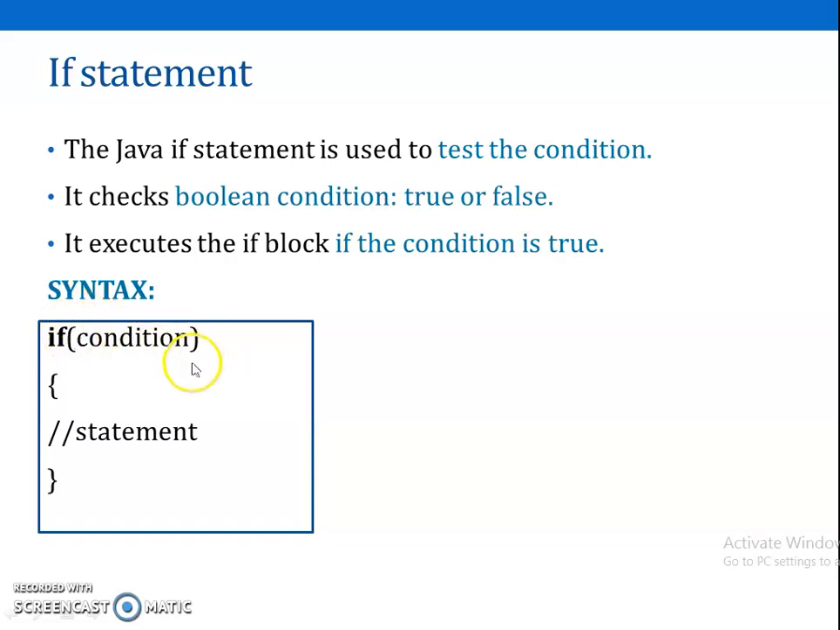It checks the condition, and if the condition is true, this block will get executed. It normally checks the Boolean condition, true or false. So it executes the if block if the condition is true. This will be the syntax for the if statement.